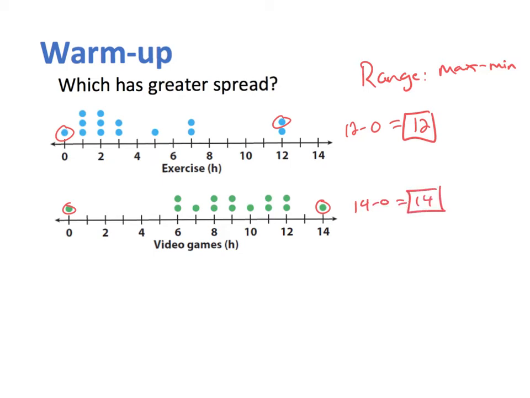And so far it looks like video games have a little bit more spread than exercise, just based off range. But remember, we also have another statistical measure called IQR. Remember what IQR is: it's the interquartile range. That's your Q3 minus your Q1. To find these, we would have to find the third quartile and the first quartile using our calculator. Then we could subtract the two and figure out the interquartile range.